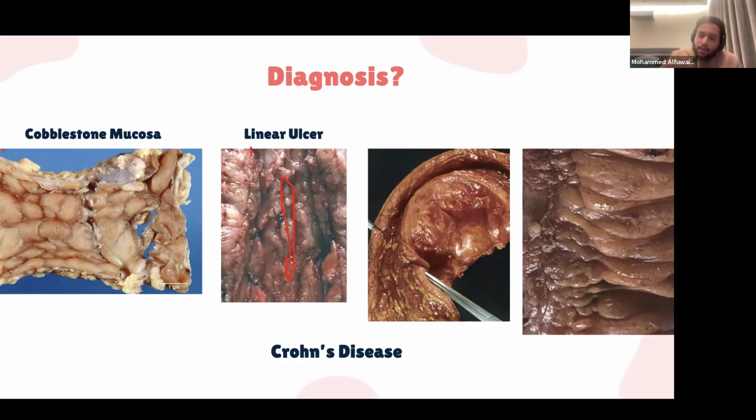How about this one? This image: stricture, good, which can cause GI obstruction. How about this one? Fat, or we can say creeping fat. Good.